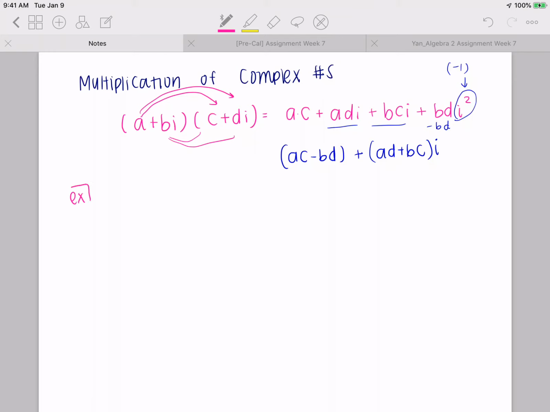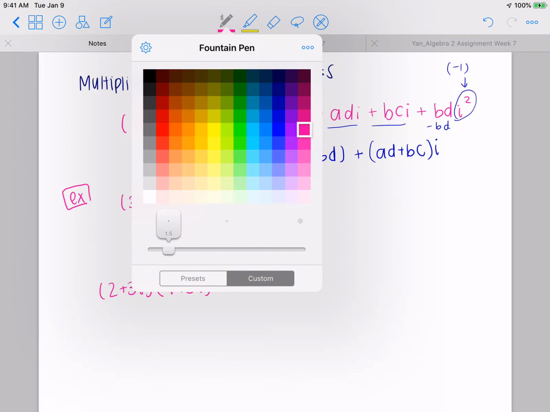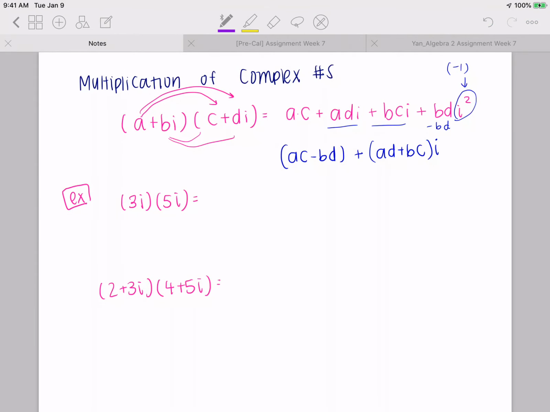Let's do 2 examples for now. This one, 3i times 5i, and let's do 2 plus 3i times 4 plus 5i. Okay, for the first one, multiply your number times number, which gives us 15i squared. Remember, i squared turns into negative 1, so my final answer will be negative 15.